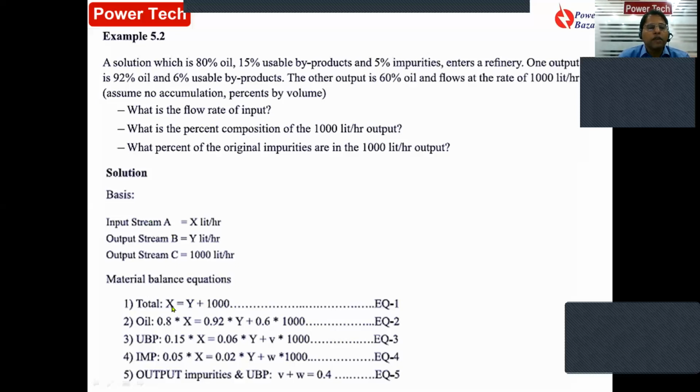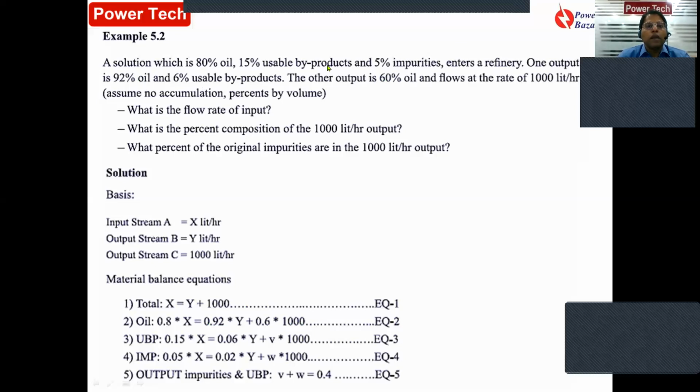This is the overall material balance equation. Now let us write individual material balances, first for oil. All the oil going in is equal to the oil coming out. So 0.8, why 0.8? Because 80% is oil. 0.8 times x is equal to 92% oil in B, that means 0.92 times y, plus 60% in C, that means 0.6 times 1000. So this is equation 2.